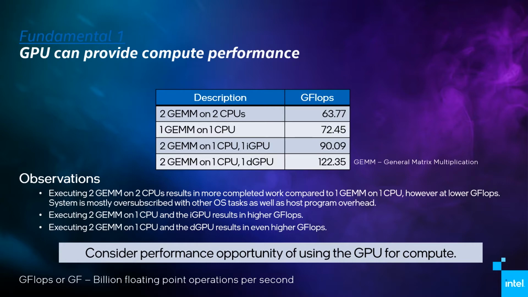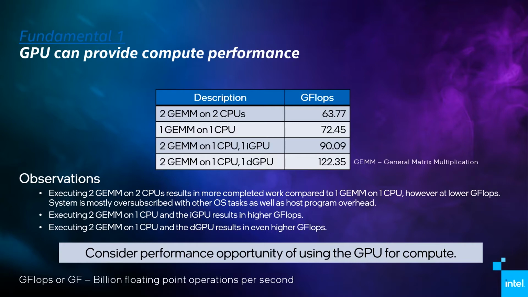So the first fundamental was that the GPU can provide compute performance. What I did was I ran GEM, or multiple combinations of it, on the different accelerators, the CPUs and the GPUs, and then recorded the gigaflops, so that's billions of floating point operations per second. That's one of the metrics from running the benchmark. Typically, higher is better. And then I compared the results.